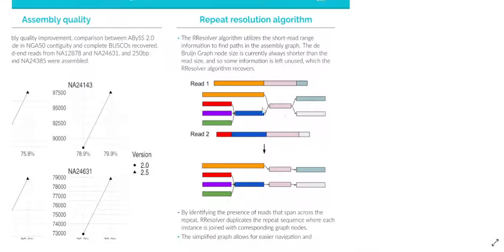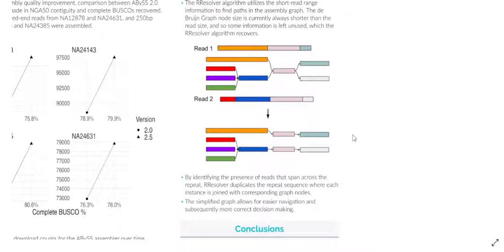So if you have this repeat here, and you have 2 reads that belong to 2 distinct paths in the graph, resolver would be able to identify where they belong and duplicate this repeat and then connect it to the corresponding graph nodes. And you have the resulting simplified graph here. And this helps any further algorithms downstream that try to improve the assembly graph further, because now we have a graph that's easier to navigate.